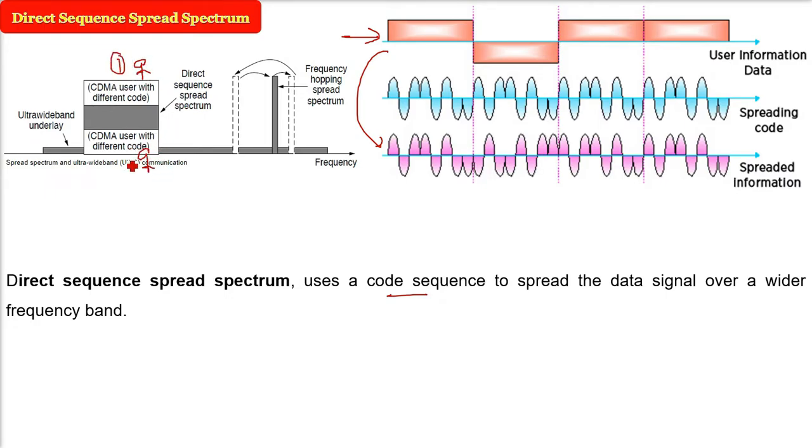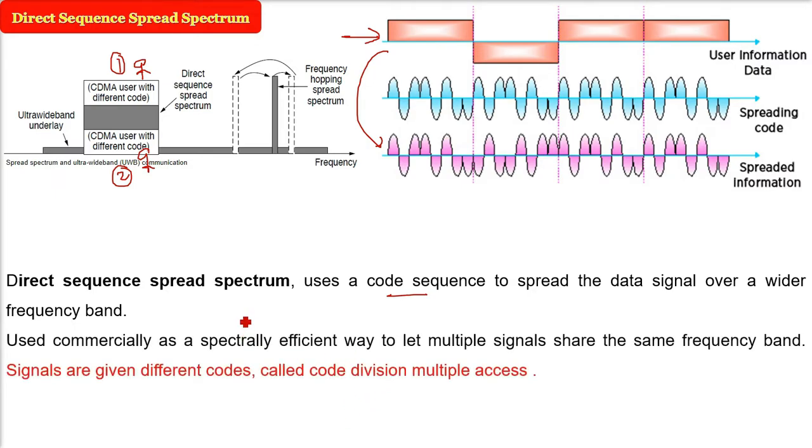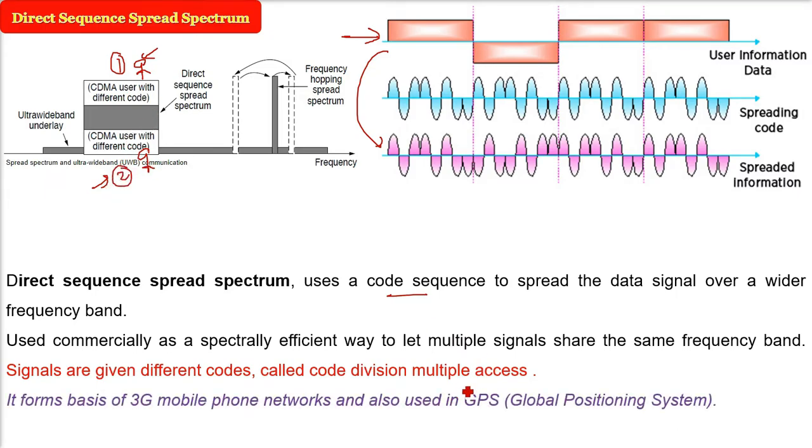There are multiple people, say for example, and they have different codes. This code sequence is used to spread the data signal over a wide frequency band. This is used quite commercially, and it is a very good, spectrally efficient way to let multiple signals share the same frequency band. So signals are given different codes. For example, one has been given code one, another has been given code two. We'll talk about this code division multiple access in detail. Right now it is just code division multiple access.